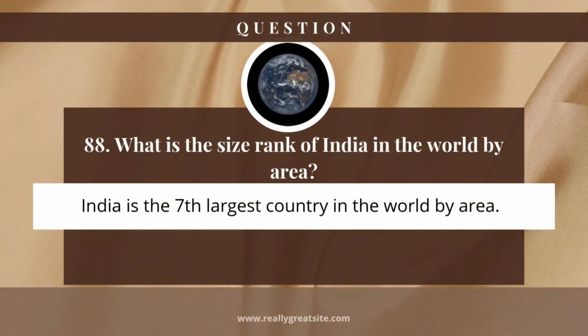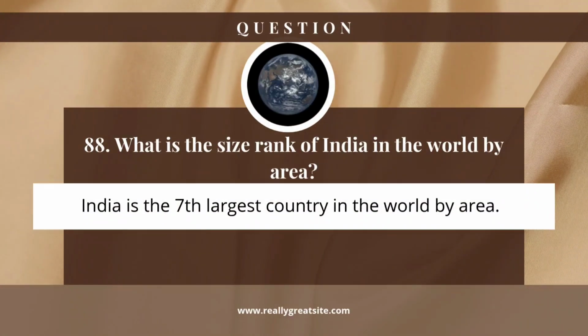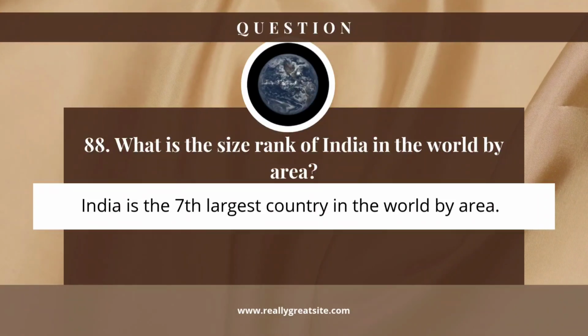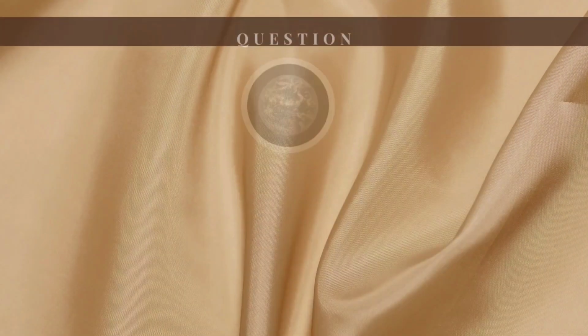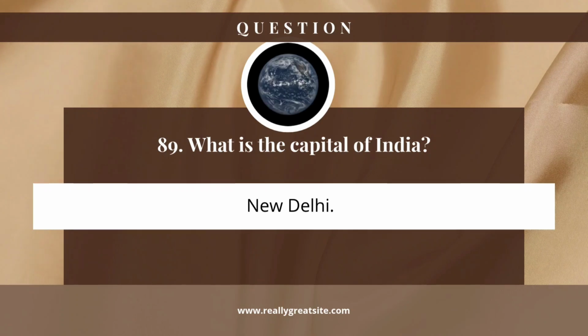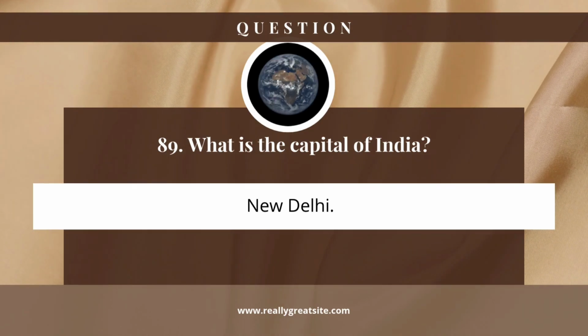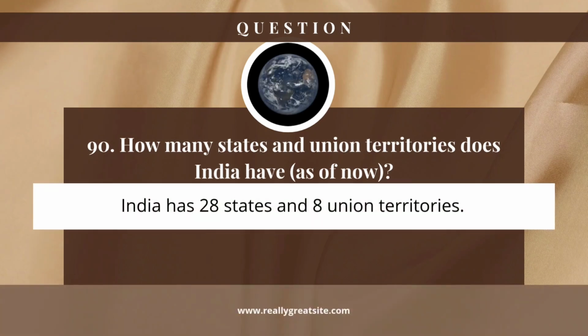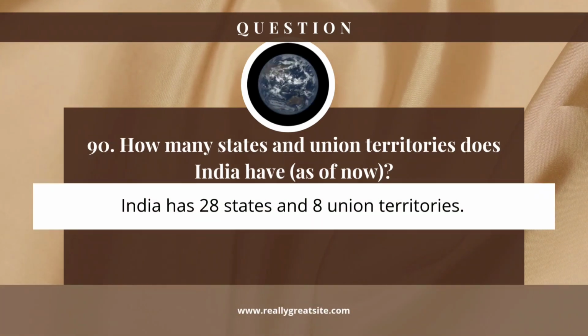88. What is the size rank of India in the world by area? Answer: India is the 7th largest country in the world by area. 89. What is the capital of India? Answer: New Delhi. 90. How many states and union territories does India have, as of now? Answer: India has 28 states and 8 union territories.